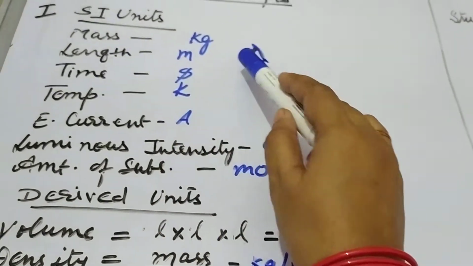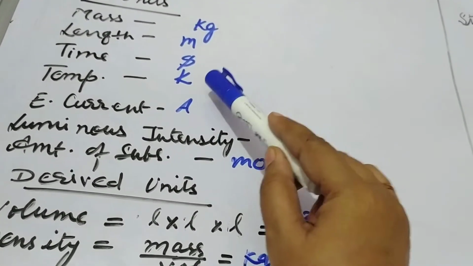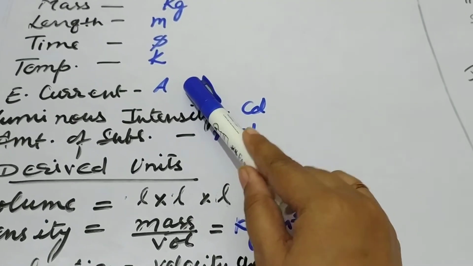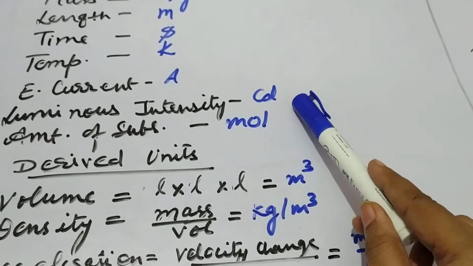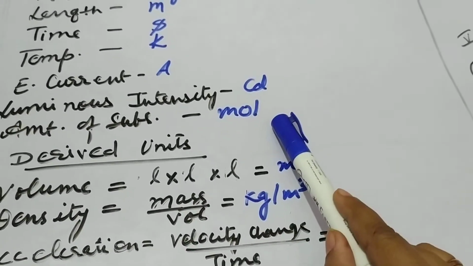Of mass we take kg as the SI unit, length meter, time second, temperature Kelvin, electric current ampere, which is represented by capital A, luminous intensity it is candela, represented by cd, amount of substance represented by mole.